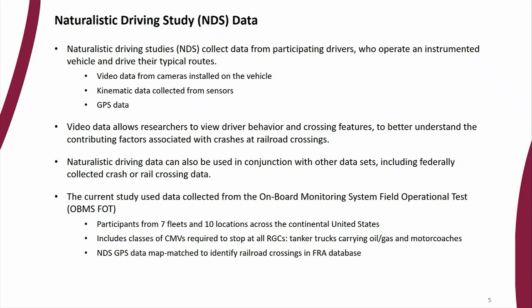In this study, we had 7 fleets participate in 10 locations across the continental US. And in this study, we had some of those commercial vehicles that are required to stop at every railroad crossing, including tanker trucks carrying oil and gas and motor coach buses. And we were also able to use our naturalistic driving GPS data and map match it to identify when our drivers crossed railroad crossings, and then look at what those railroad crossing features are in the railroad database.